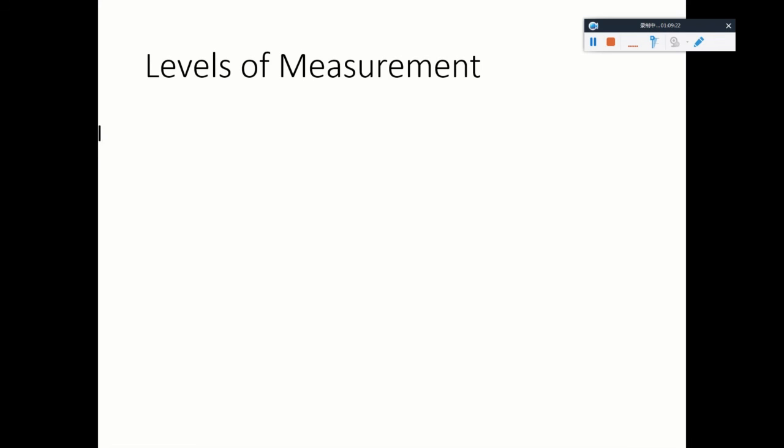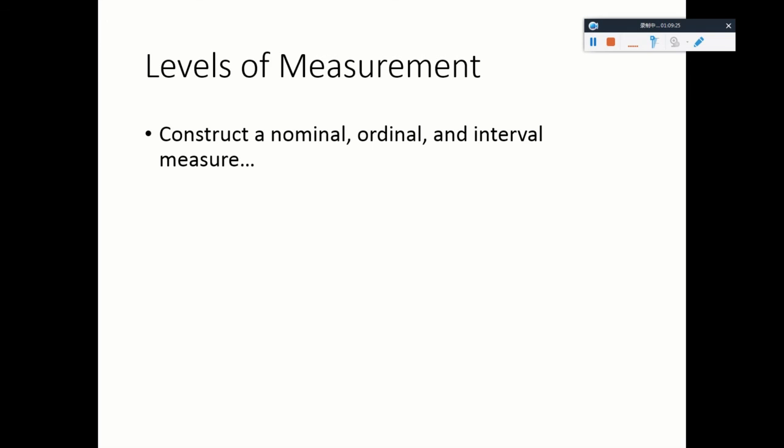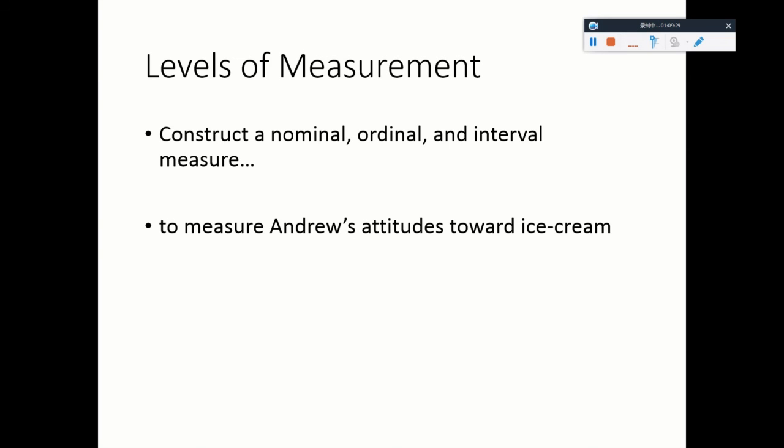Okay, so I will give you this brief exercise. All right? Consider the variable that you are interested in is Andrew's attitudes toward ice cream. So this is a variable, right? Andrew can have different attitudes toward ice cream.